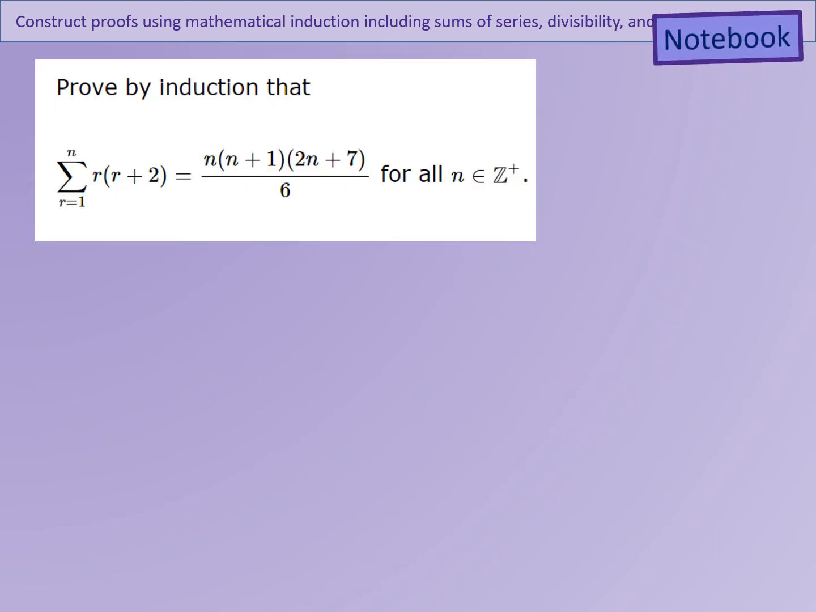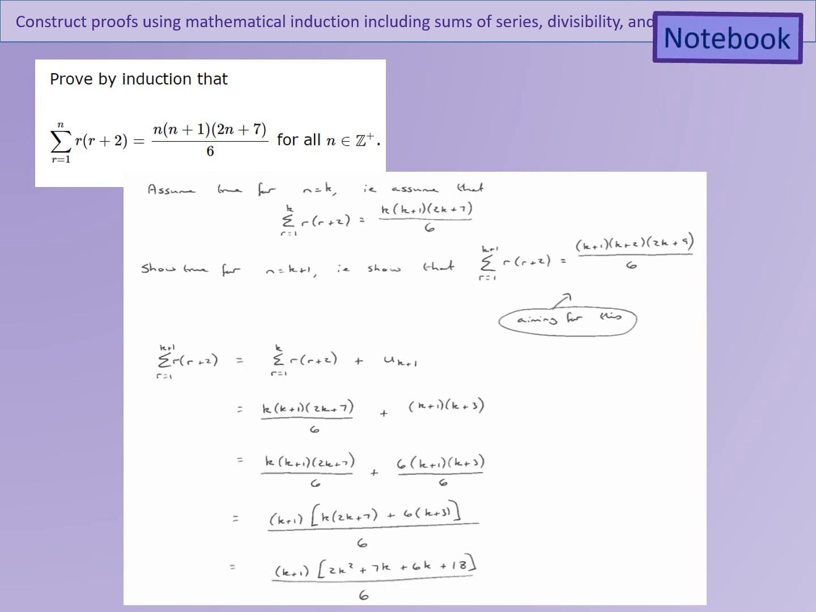Next, we're going to prove this result by induction. We're going to prove that the sum of the first n terms of the series r, r plus 2 can be written as n, n plus 1, 2n plus 7, all over 6. We're going to prove this for all, and this symbol here means, the Z means integer, and the plus means positive. So this is saying that for all positive integer values of n. So therefore, we're going to use n is greater than or equal to 1.